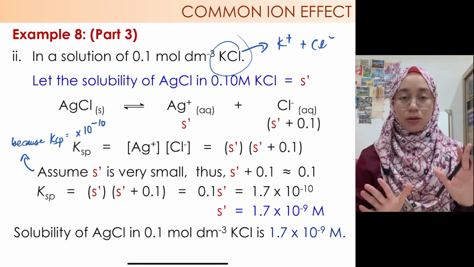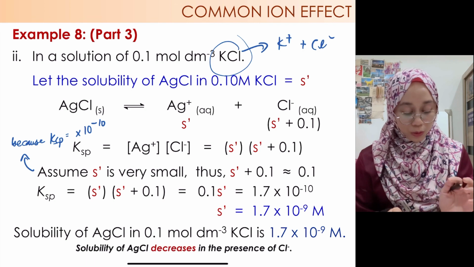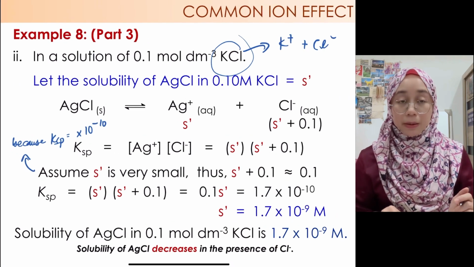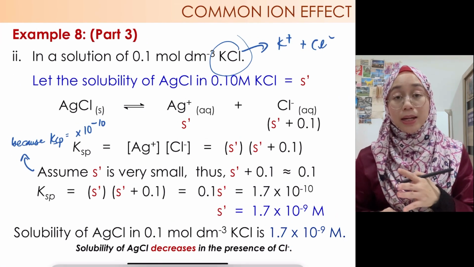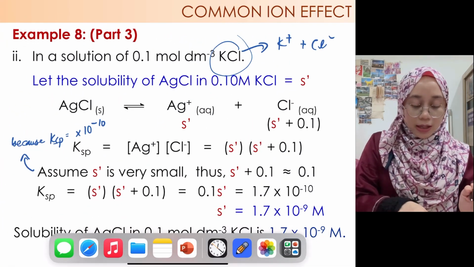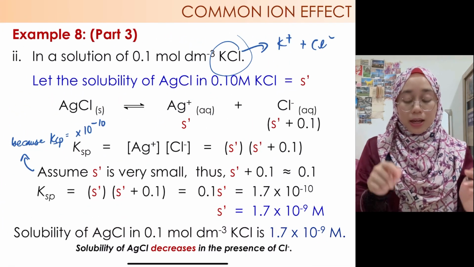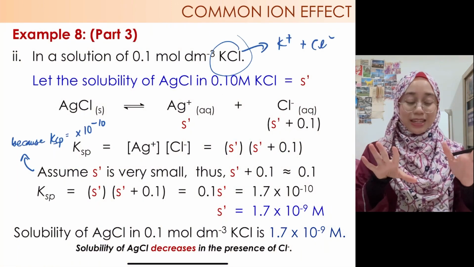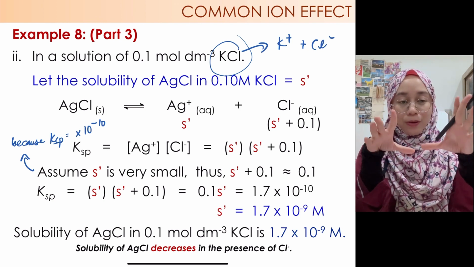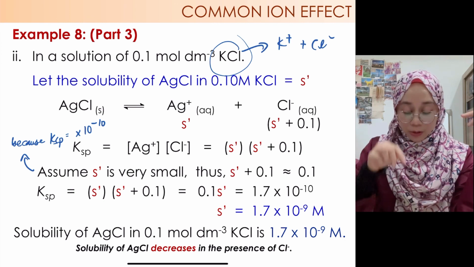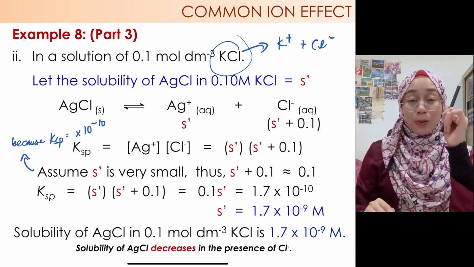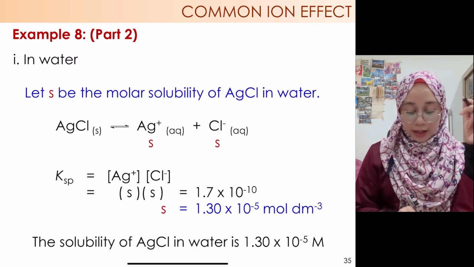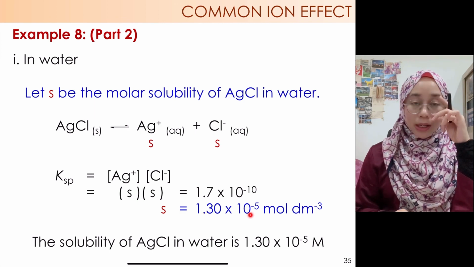So basically kita dah settle jawab soalan example 8 ni tadi, tapi I just want to show you. So the solubility of AgCl decreases in the presence of the Cl minus, which is the common ion yang ada dalam KCl ni. Sebab kalau kamu tengok tadi, nanti kamu tengok sendiri balik, jawapan dalam water tadi, the value is very agak large compared to this value here. Dalam water class, solubility dia adalah 1.3 exponent negative 5.